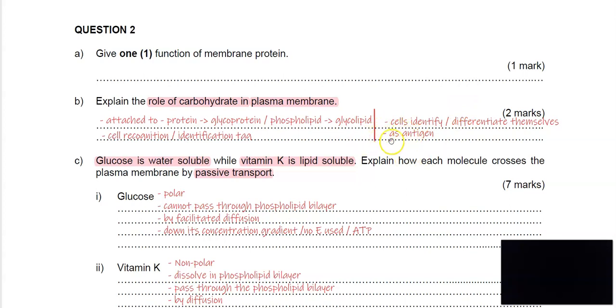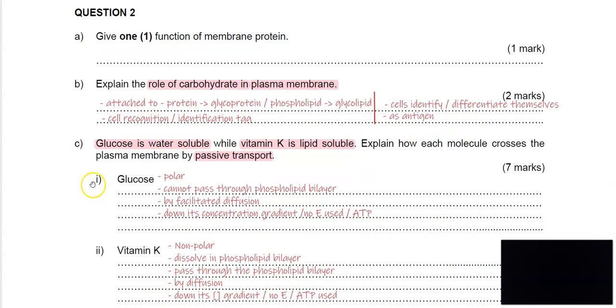Or they can also form the antigen. Okay, antigens that are found on the plasma membrane of cells, such as antigens found on the surface of red blood cells that determine your blood type. Okay, for example, blood type A, blood type B, blood type AB. So your blood type is determined by the presence of different antigens on the surface of the red blood cell.